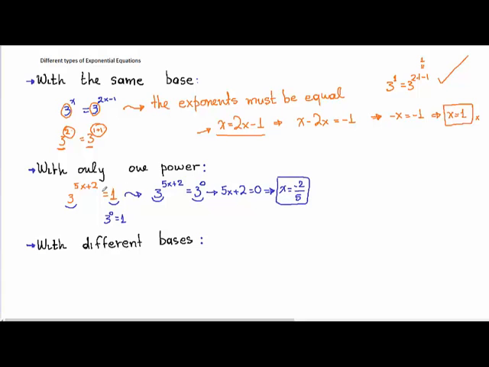Now, it is not always possible to rewrite a number like this 1 right here, which is a beautiful number, as a power of 3. Later, I'm going to show you a trick on how to write any number as a power of any number, because you know a very important rule of logarithms that allows you to do this.